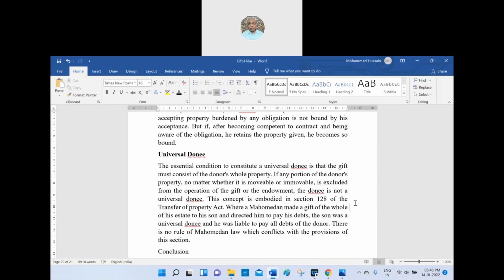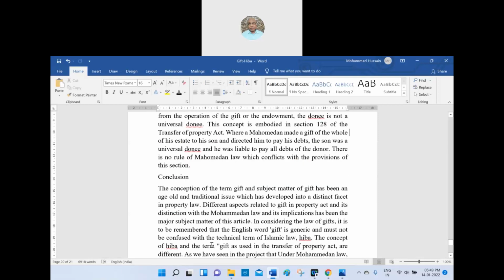And say, son, I am giving the entire property to you. Now, whatever the debts there are for me, you pay, and you enjoy the rest of the property. The son was a universal donee and he was liable to pay all the debts of the donor. There is no rule of the Mohammedan law which conflicts with the provision of this section, because no such conflicting section is there in the Mohammedan law. What is stated in Section 128 is absolutely true.